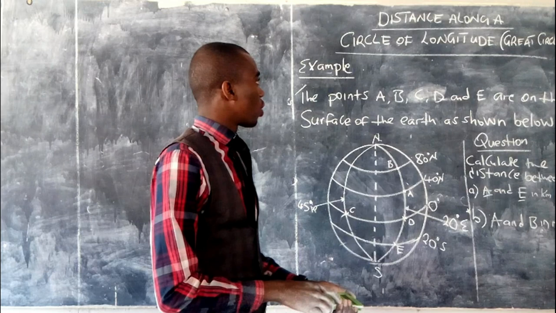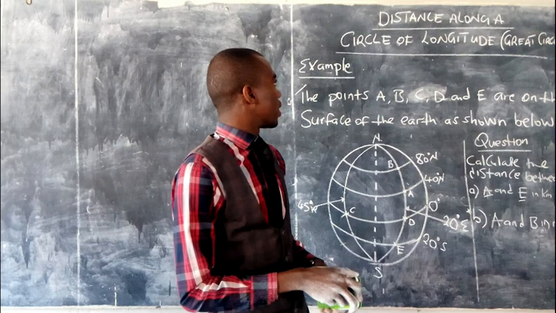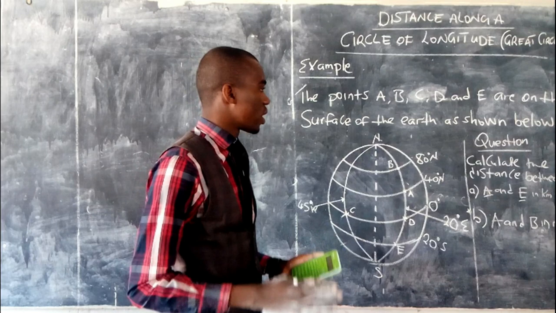Okay, so we want to know how to find the distance along a circle of longitude. Distance along a circle of longitude is also known as a great circle. Now, we want to use this example just to see how we can calculate the distance along a great circle. So, let's look at this example.